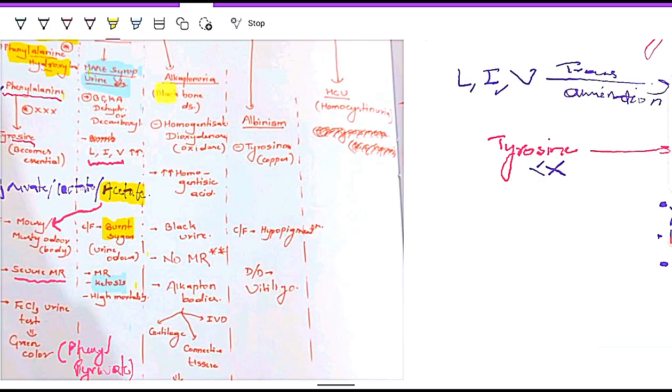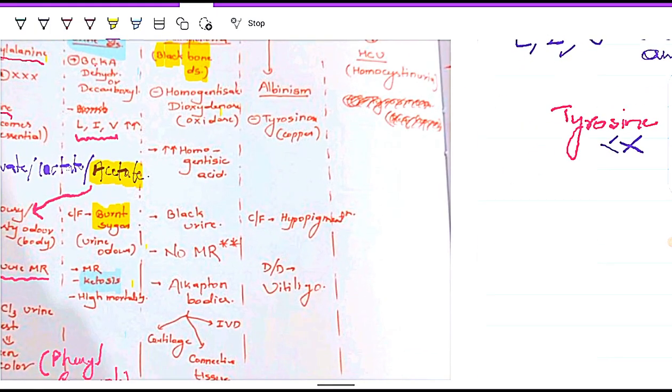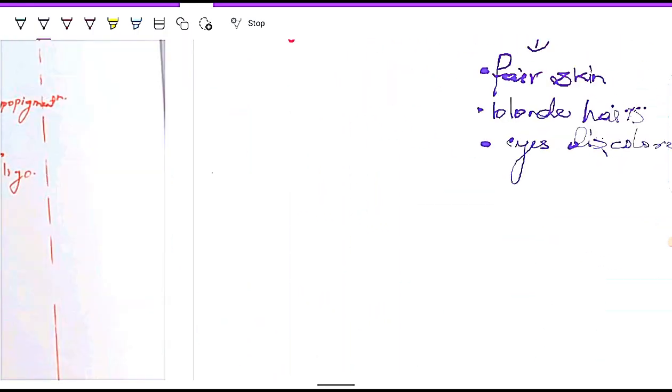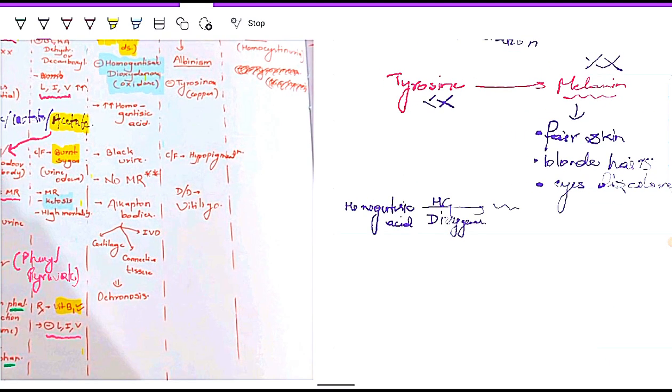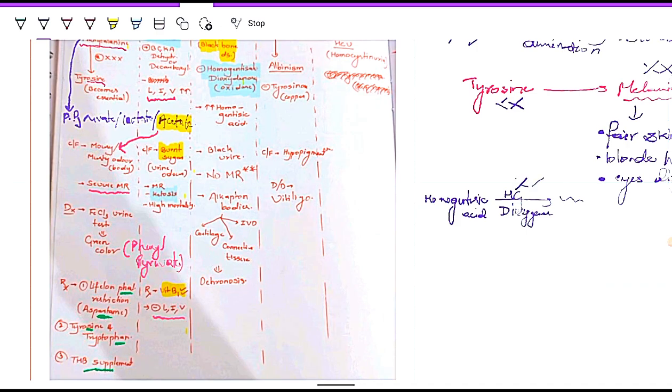Alkaptonuria is also known as the black bone disease. It is because of deficiency of an enzyme called homogentisate dioxygenase. Initially it was also called oxidase, but nowadays the name has been changed to dioxygenase. So what it does is it converts homogentisic acid, in the presence of homogentisate dioxygenase, to some product which we need not know. Since there will be deficiency of this enzyme, the homogentisic acid will be elevated in our body.